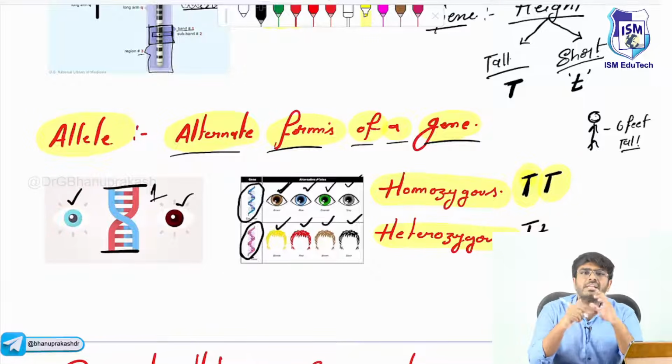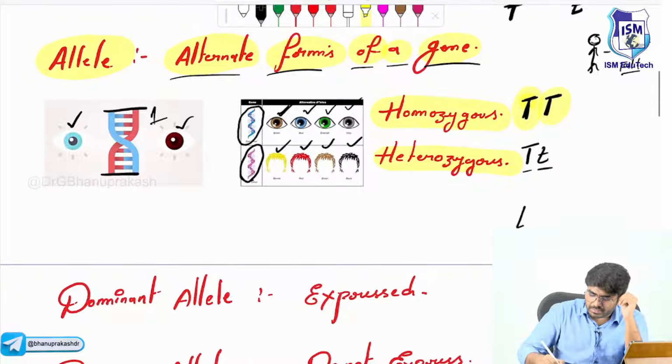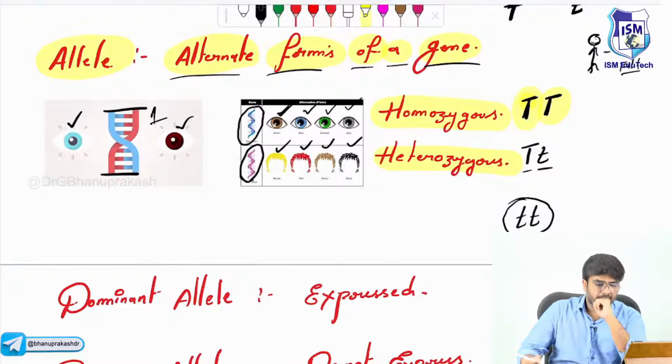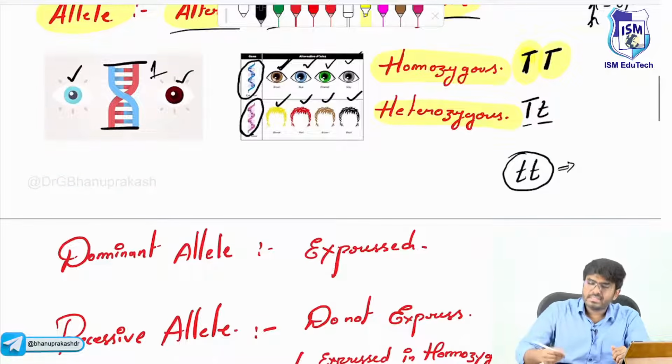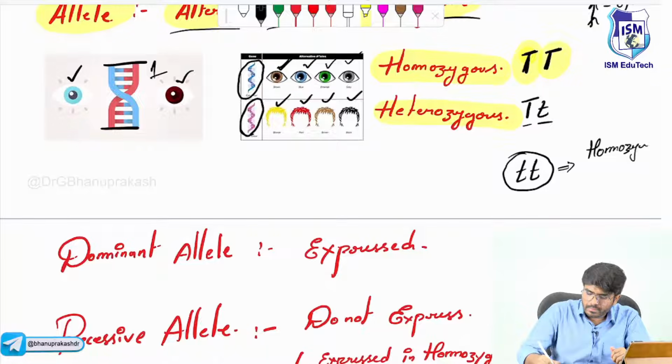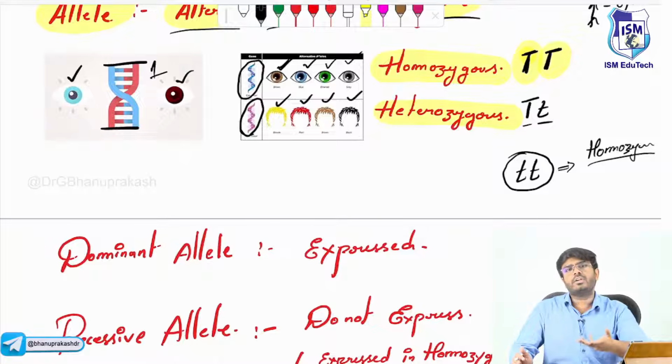Imagine there is one person who has his genetic makeup something like this, small t, small t. Is he homozygous or heterozygous? What do you think? Small t, small t. This is definitely homozygous. Which means, what exactly does this mean? He got two alleles, one from the father and one from the mother. Both are coding for short only. So this patient is going to be definitely short. Okay. Next.